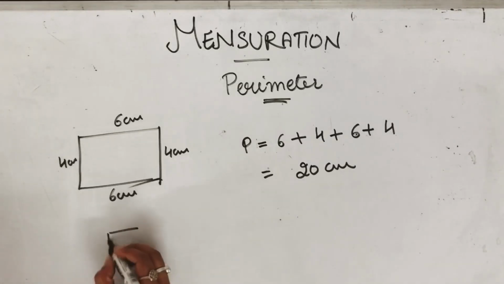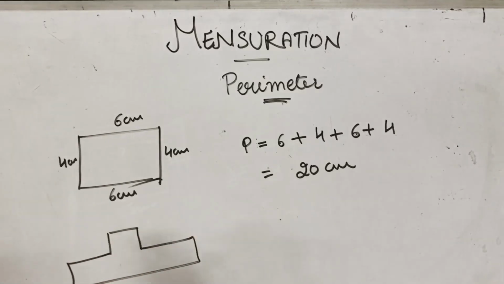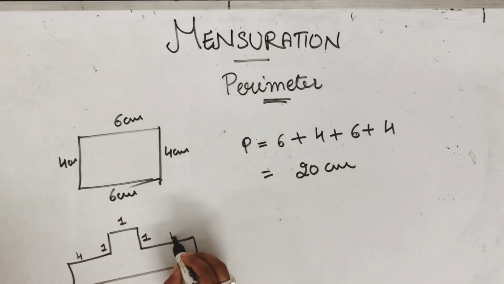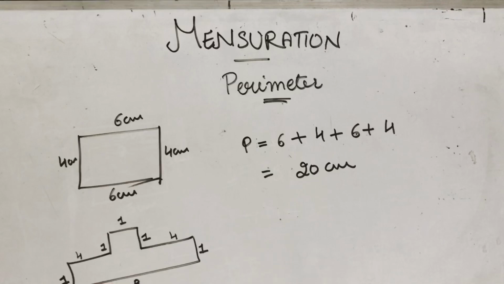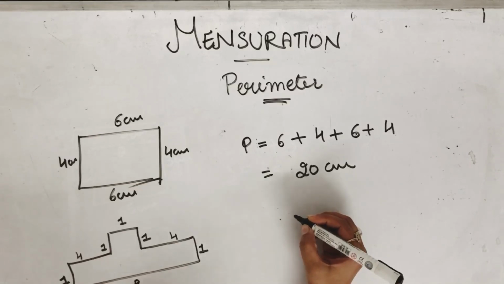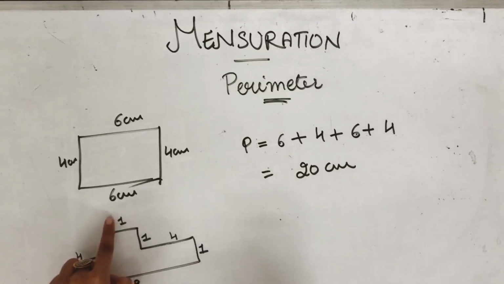Let's say I am drawing this figure. So in this figure, this is 1, this is 1, this is 1. Let's say this is 4, 4, again 1, 1, and this one is 8. Now, see, you have to find the perimeter of the figure. It means you have to add all the sides. We'll start from here to avoid the confusion.